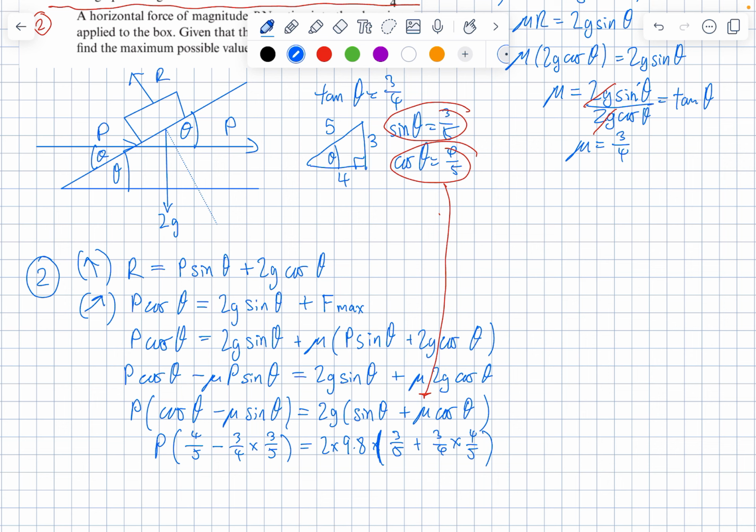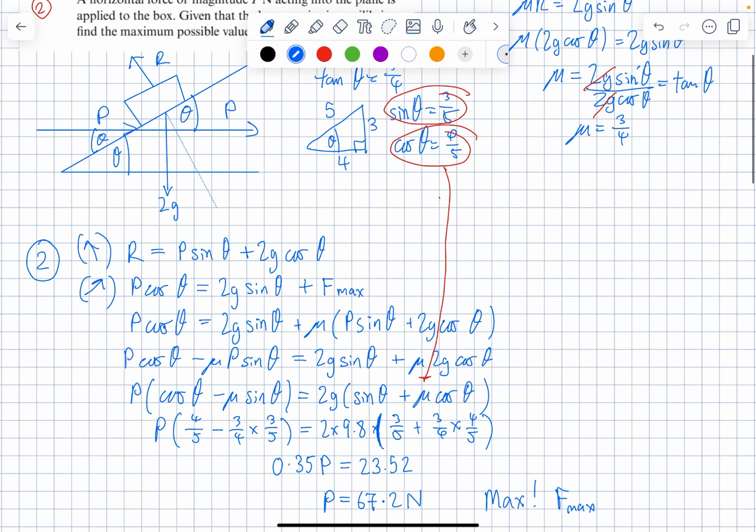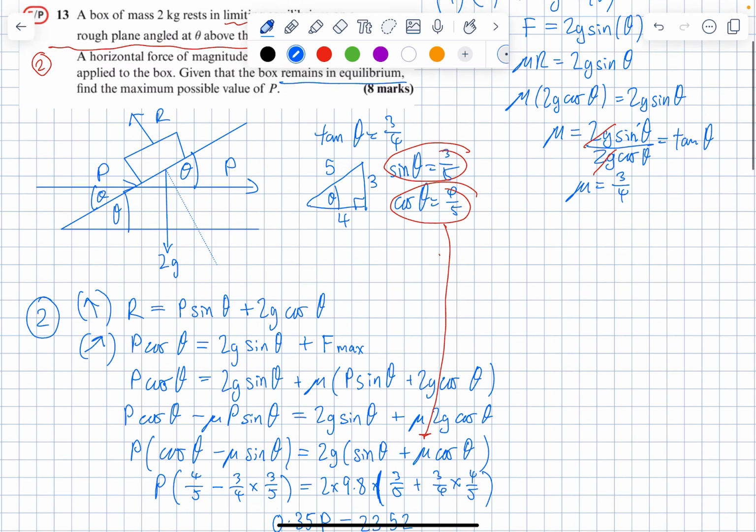Okay, if I multiply all of that out, I get 0.35 times P equals 23.52, and that means that P is equal to 67.2 newtons, and that is my max because we used Fmax to keep it in limiting equilibrium.